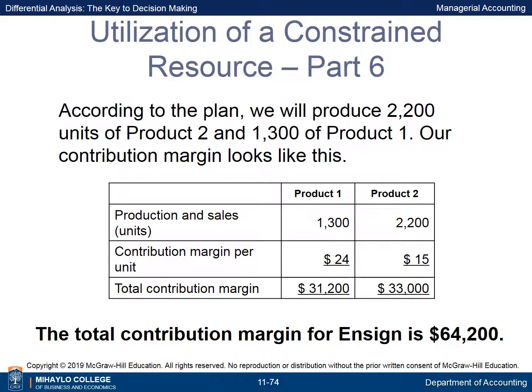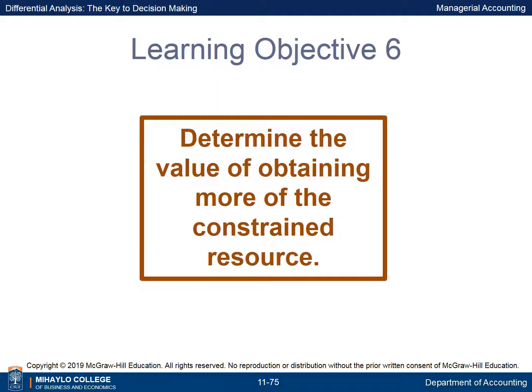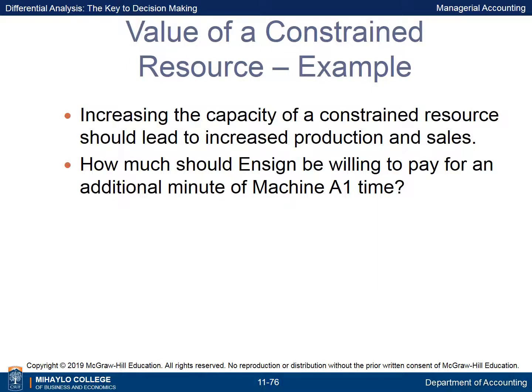The contribution margin for Ensign is $64,200. Learning Objective 6 is to determine the value of obtaining more of the constrained resource. Increasing the capacity of a constrained resource should lead to increased production and sales.